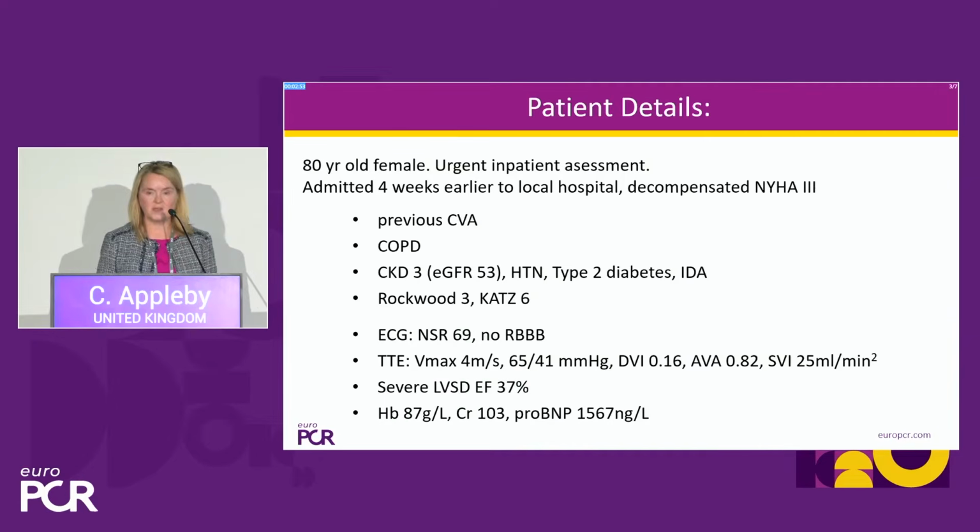What I'm going to show you is a fairly standard case. This is an 80-year-old female. She was transferred over to us for urgent inpatient assessment, having been admitted some weeks earlier to her local hospital in decompensated heart failure. Her comorbidities included a previous CVA from which she'd made a fairly good functional recovery. She had COPD with emphysema evident on a CT, CKD3 with a baseline eGFR of about 53, hypertension, type 2 diabetes, and long-standing iron deficiency anemia, which had been investigated.